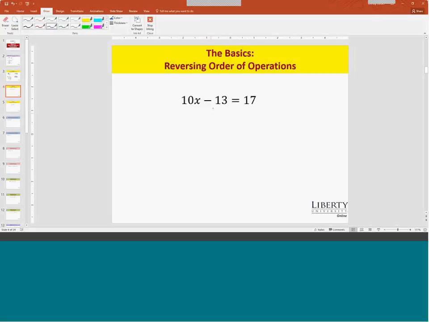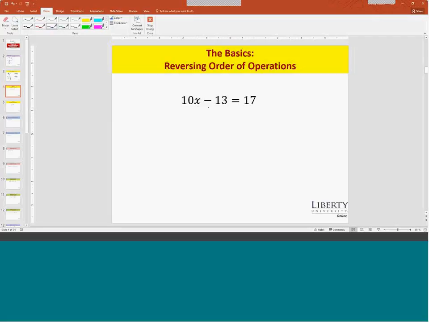We can do this in our head, but let's use the reverse order of operations and undo what's being done to our variable. Okay, I see that 10 is being multiplied to x. x is our unknown value. And we're taking away 13, and that should give us 17. I don't know what this value is.